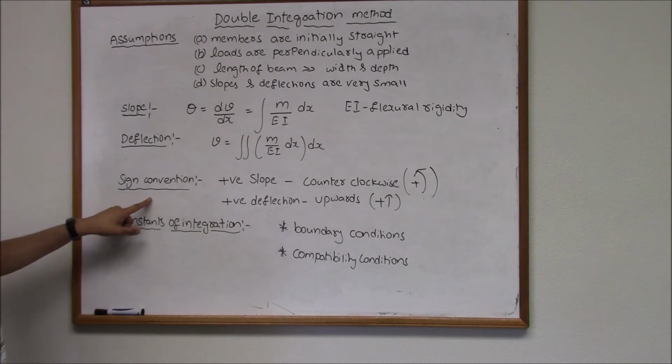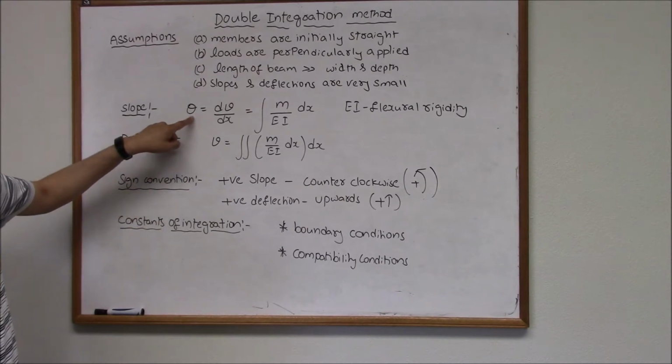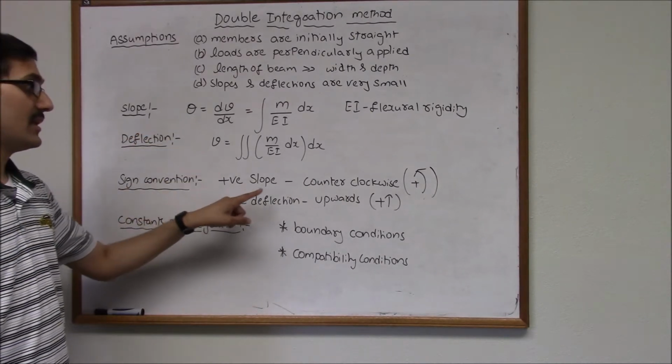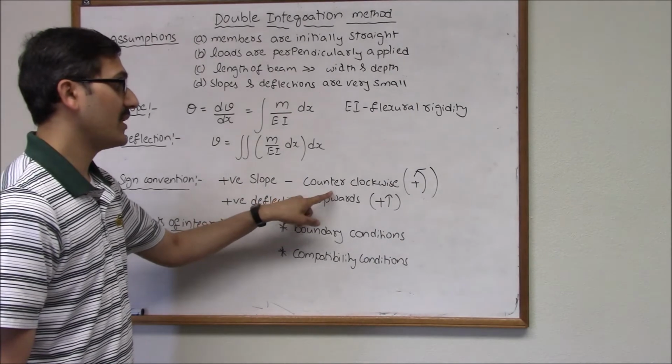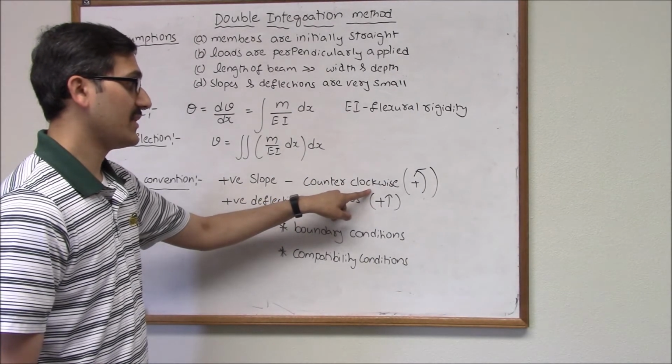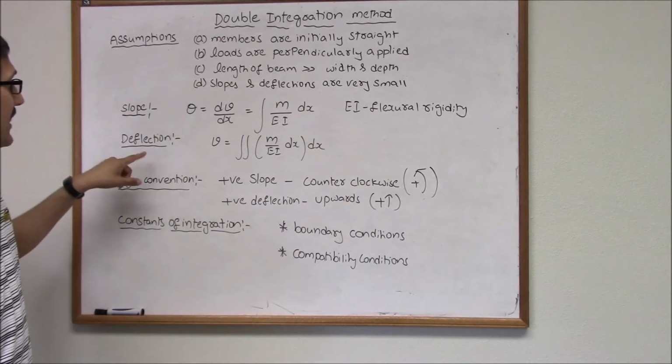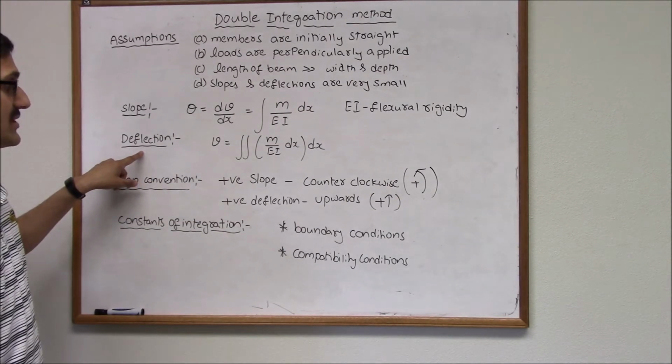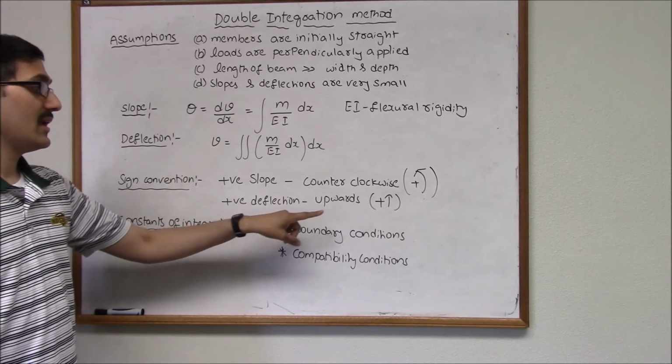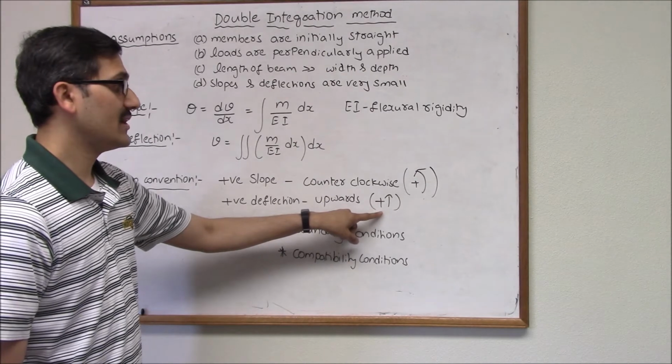Let's look at the sign convention now. If for some reason the slope value turns out to be positive, that means the slope should be counterclockwise measured from the x-axis. If the deflection turns out to be positive, that means the beam should deflect upwards when compared to the undeflected beam.